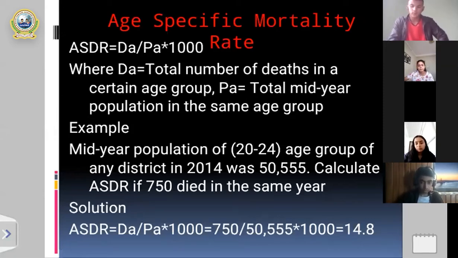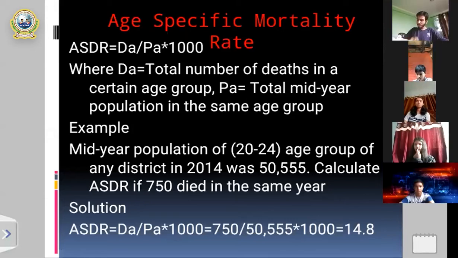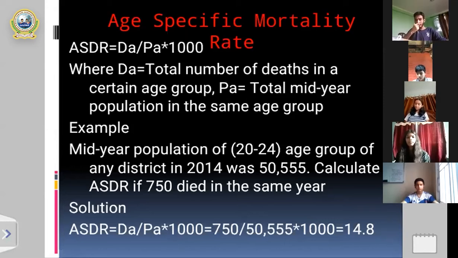For the solution, once again you can see the formula. The formula is the total number of deaths of the certain age group divided by the total number of population of that same age group multiplied by 1000. So, my dear students, you can see here the total deaths under the age of 20 to 24 are 750, and the total population was 50,555, multiplied by 1000, equal to 14.8 per 1000, the unit per 1000 for ASDR.